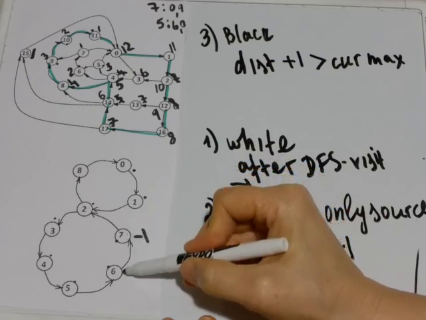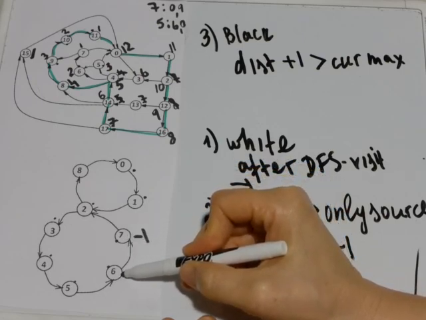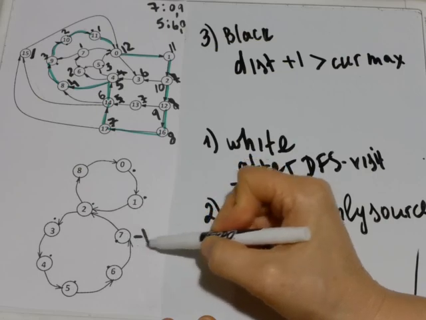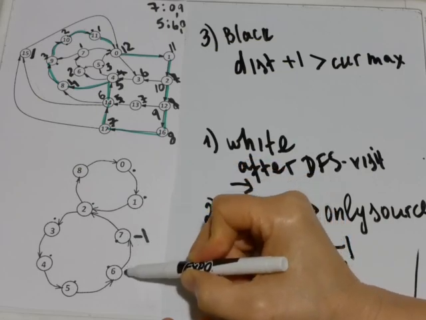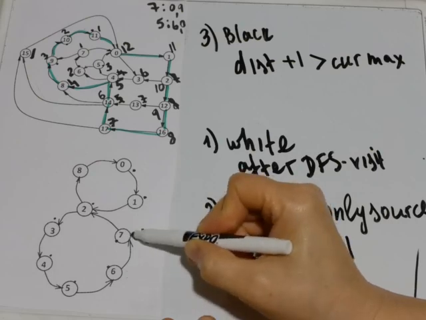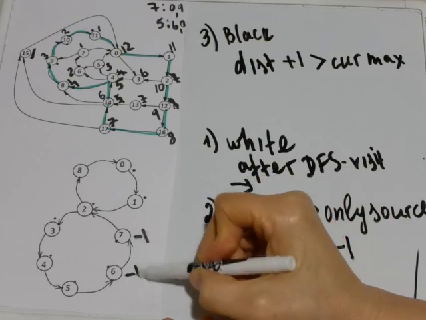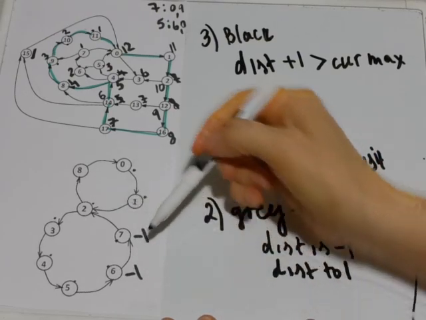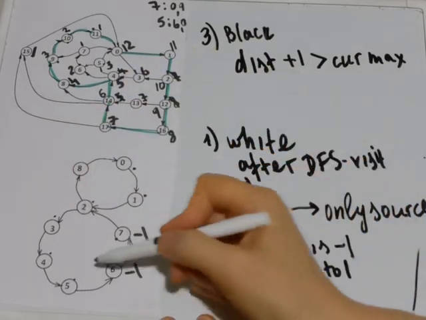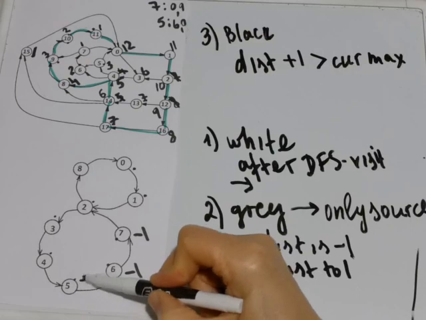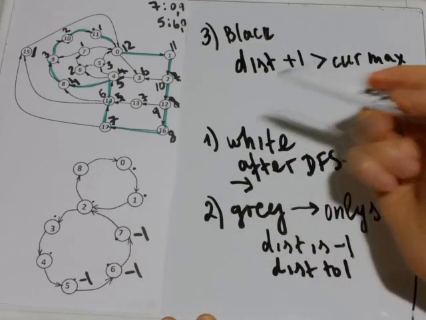Now we're backing up to 6. We're coming from 6. Here we need to check if distance of 7 is not -1. Only then we update distance of 6 as distance of 7 plus 1. But this is -1, so we do not reset distance of 6. So we're coming back to 5, and distance of 6 is -1, so we do not update distance of 5, it is still -1.